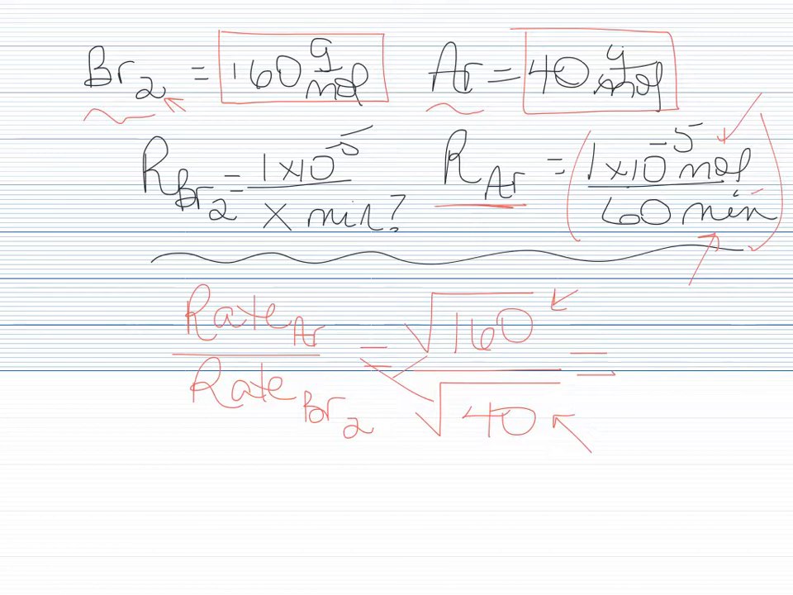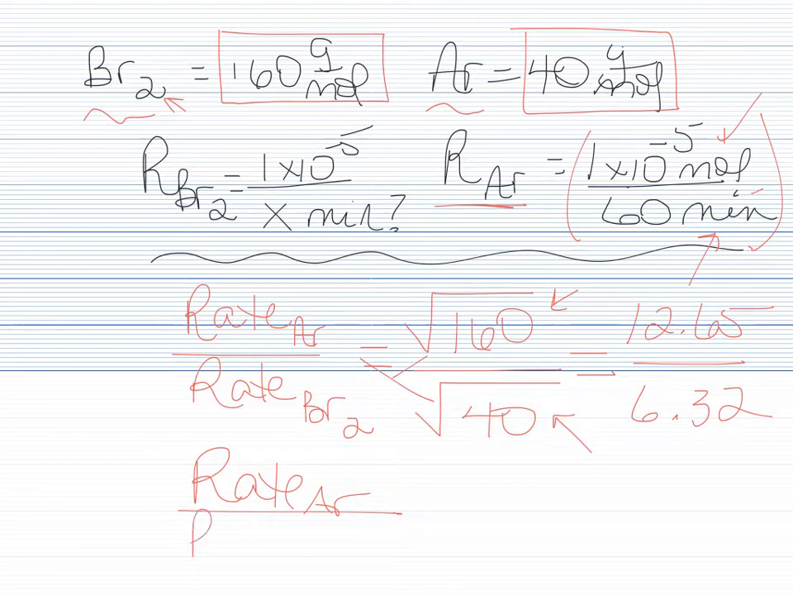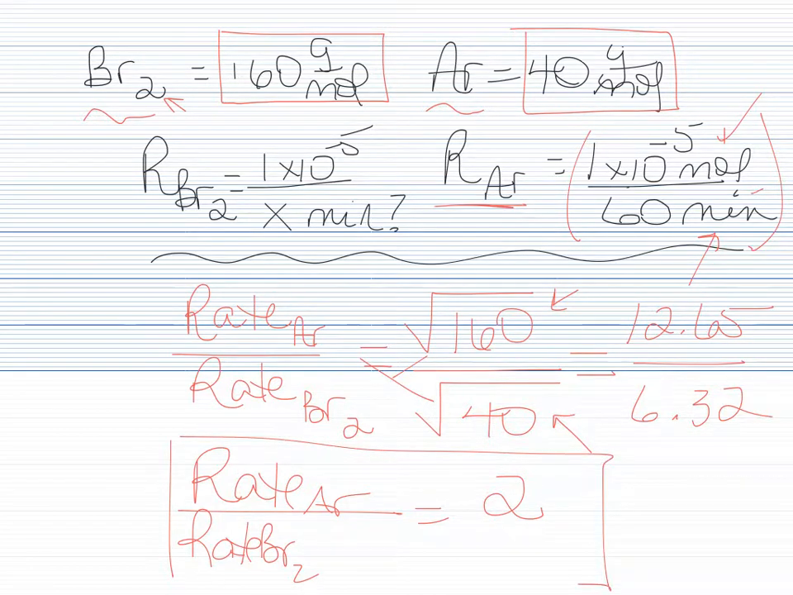Since you know the value that's in both of these square roots, I think the easiest way to do this is plug that into your calculator. So the square root of 160 is 12.65, and the square root of 40 is 6.32. So now you can see that the ratio of the rate of argon to the rate of bromine is 2. All right? What is that telling us?